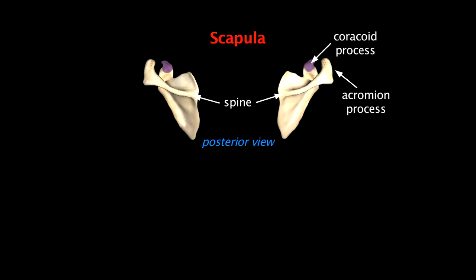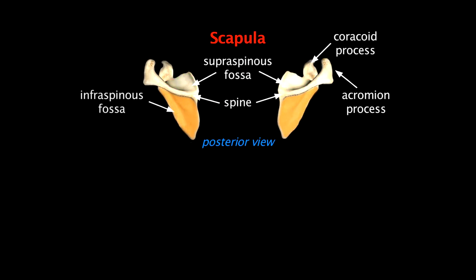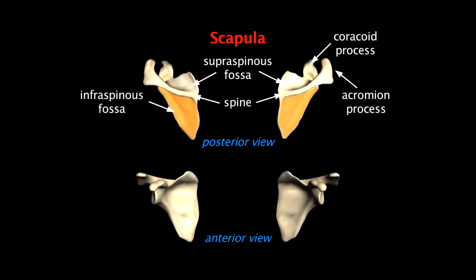Just anterior to the acromion process is another process called the coracoid process that helps to stabilize the shoulder joint. Above the scapular spine is an indentation called the supraspinous fossa. Below it is another called the infraspinous fossa, and here on the anterior surface of the scapula is the subscapular fossa. All of these are attachment sites for muscles of the rotator cuff.